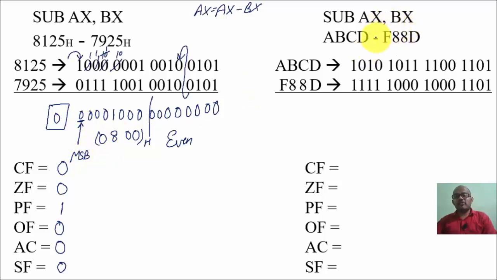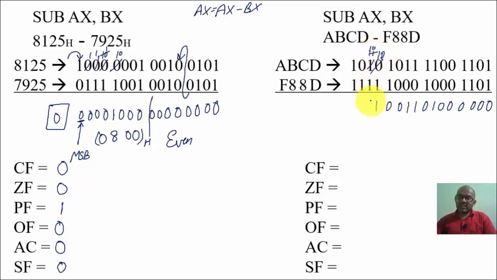Now, if I'm performing subtraction AX, BX, ABCD minus F88D. So, the equivalent value I've written over here. I need to perform subtraction. What is 1 minus 1? It is 0, 0, 0, 0. And here it is 0, 0, 1, 0. Here it should be 1, 1, 0, 0. Then 1, 0. What is 2 minus 1? It is 1. So, here you got 1, 1. But you have given a borrow. Nothing but it is 1, 0.